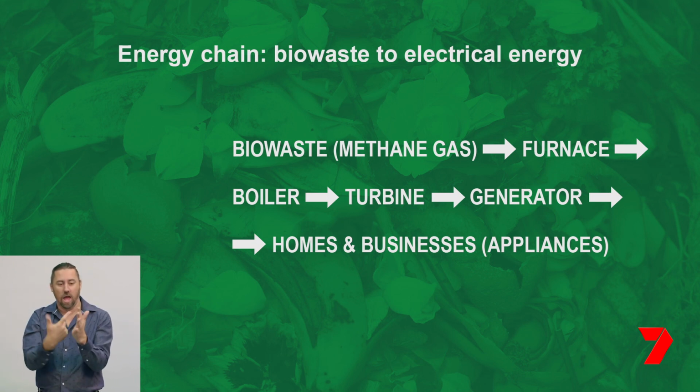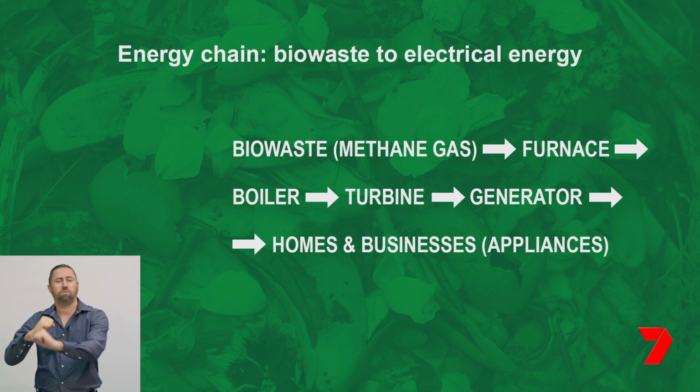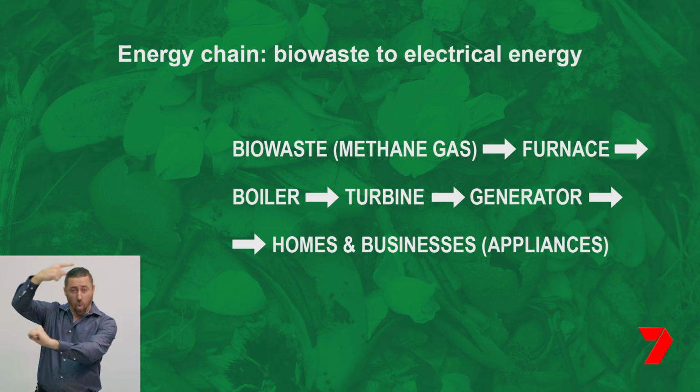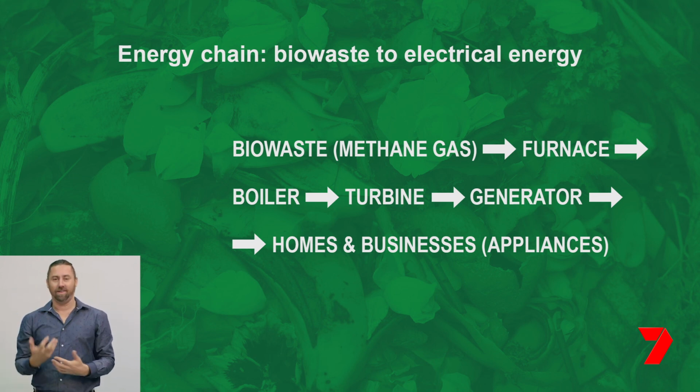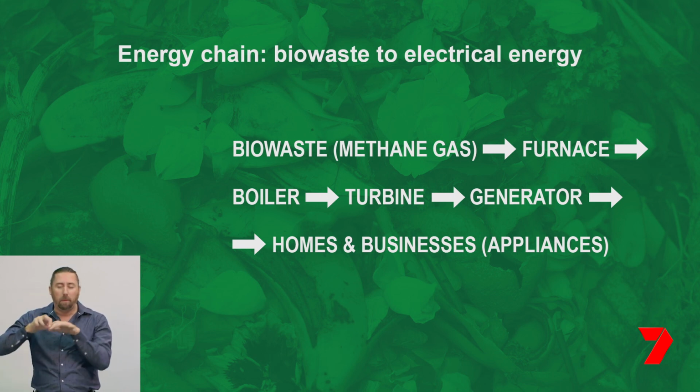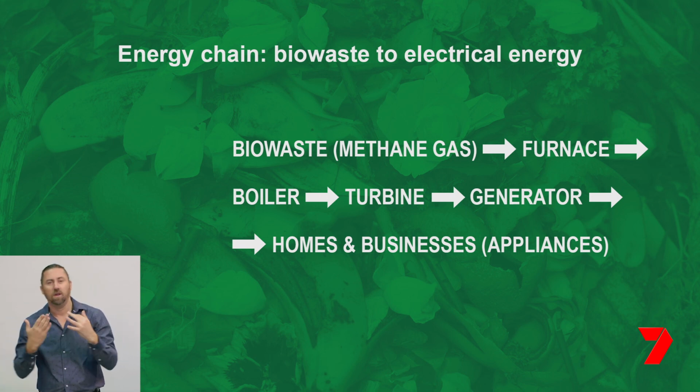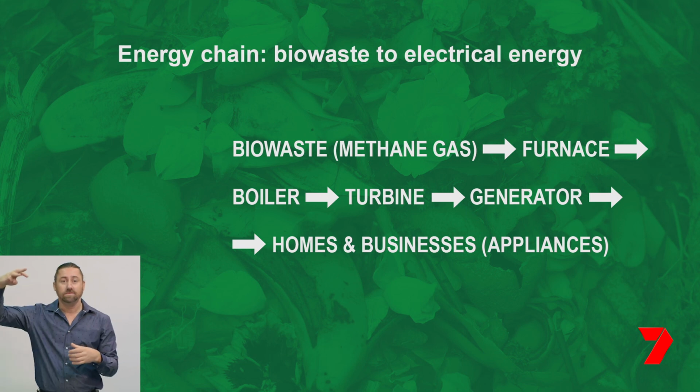Step 5. The turbine is connected to a generator that transforms the rotational energy from the spinning propeller to electrical energy or electricity. This electricity is then distributed to homes and businesses using power lines so we can turn on our appliances. Step 6. The steam is condensed. It's turned back into liquid water, pumped back into the boiler, and we repeat the process again.